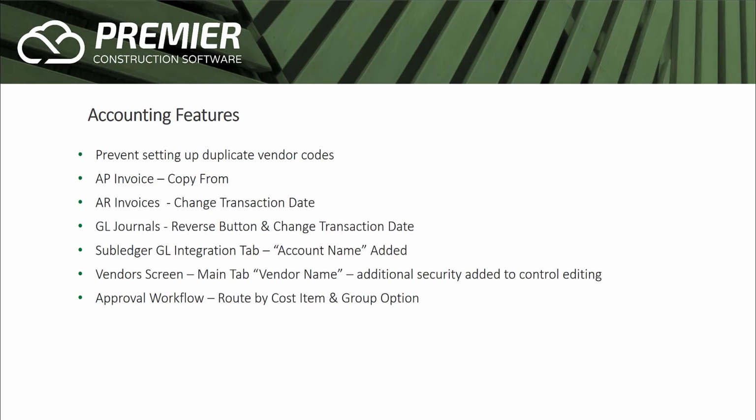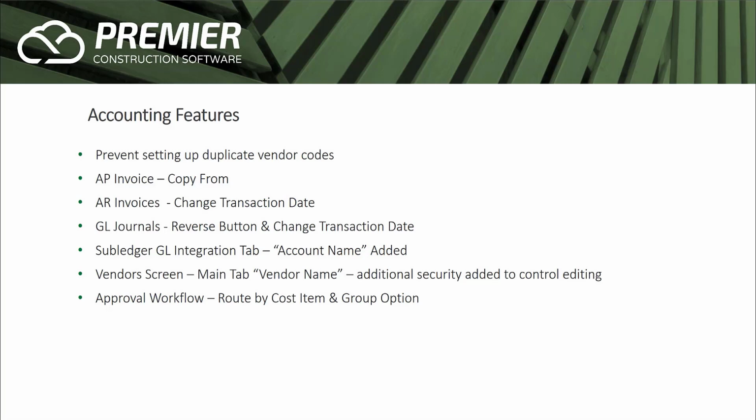From a high-level perspective, let's tackle some of the accounting features. Number one, we set up the ability to prevent a duplicate vendor code with similar information. Number two, in AP invoicing, we added a copy from function to make it easy to copy a similar invoice. Number three, in the posted AR invoice screen, we added the ability to change the transaction date.